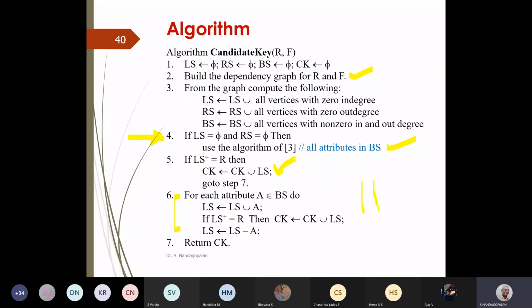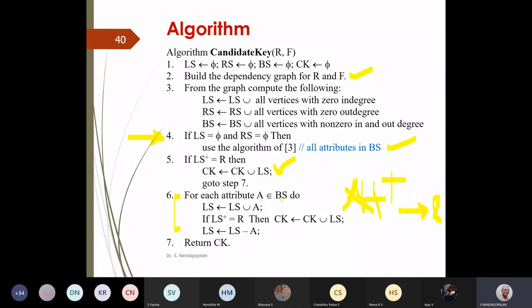See H, for example, I would have started with from both the sides. I would have included A and found the attribute closure. Now this is equal to R and hence AH is a candidate key. Now you have to remove A. So that is this step, ls minus A. So you are left with H.